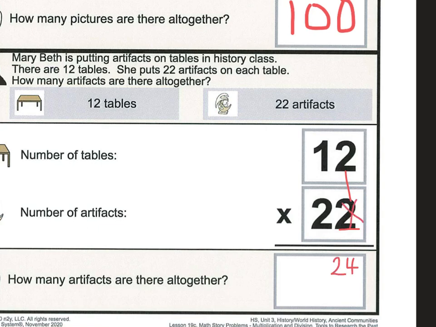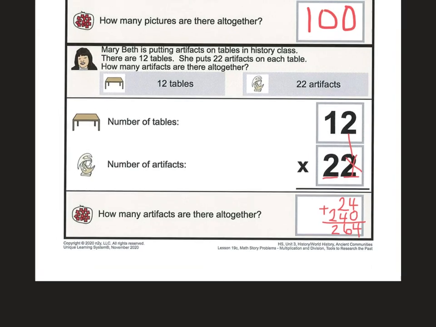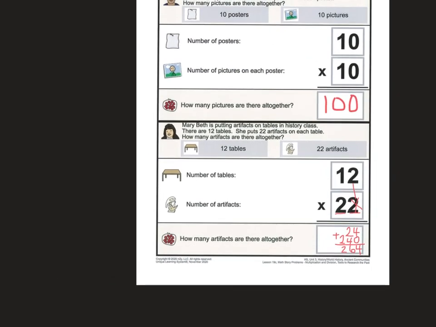We're done with the 2 now. Now I'm going to move on to this 2, but first I need to put a placeholder, which is a 0. 2 times 2 is 4, and 2 times 1 is 2. I'm done multiplying. Now I add my totals. 4 plus 0 is 4. 2 plus 4 is 6. And I don't have any other number to add to that 2, so I'm just going to bring it down for 2. So 12 times 22 is 264.